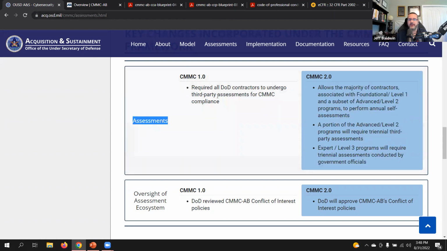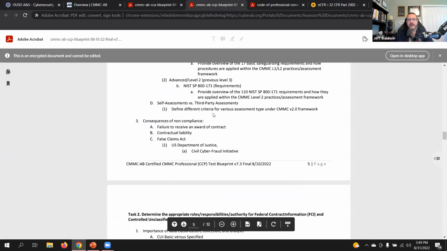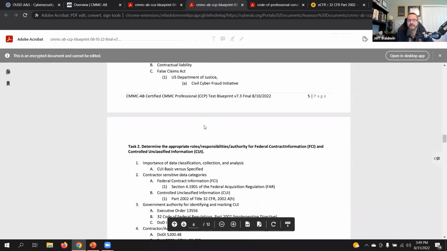So assessments, where were we? We were right here. We're talking about assessments. So consequences of non-compliance, we've seen a lot of this. If you don't have your certificate or your self-attestation in place in SPRS, then you will not get your contract. You'll have liability because essentially everybody is agreeing and saying, yes, we're meeting 7012, which is the under 171. So that leads to your False Claims Act where they can go after you for that.